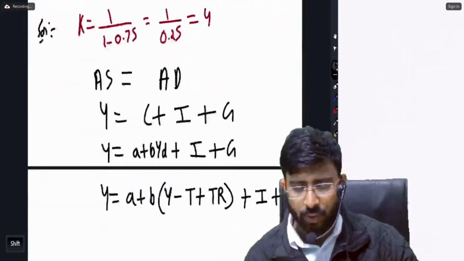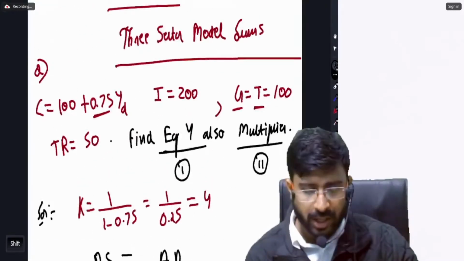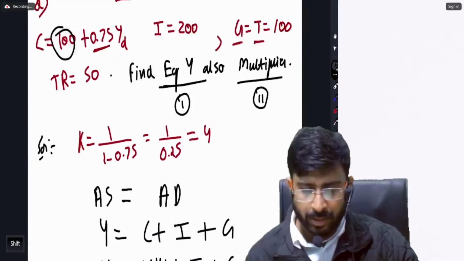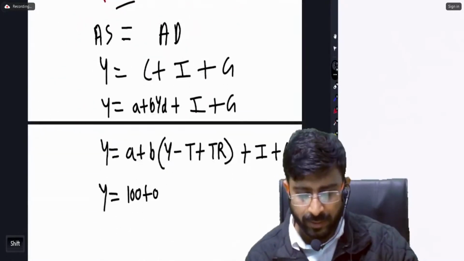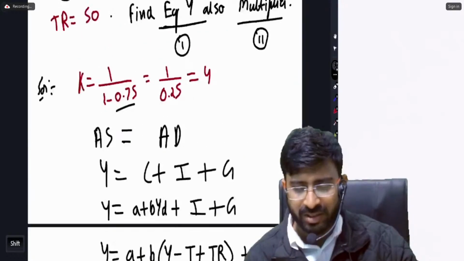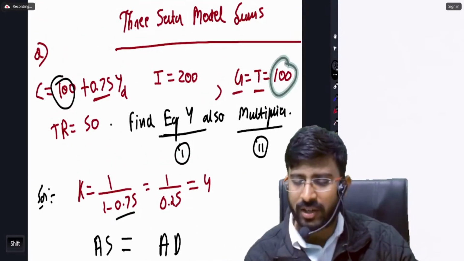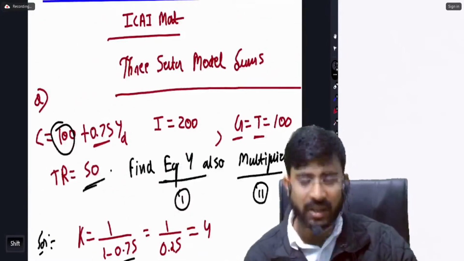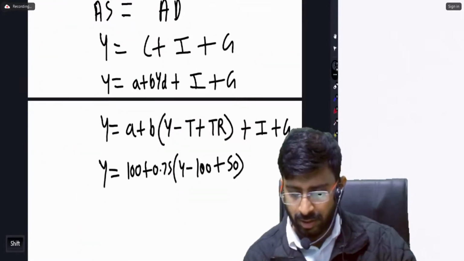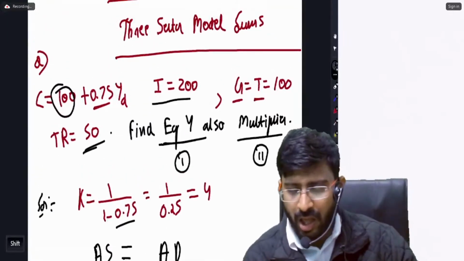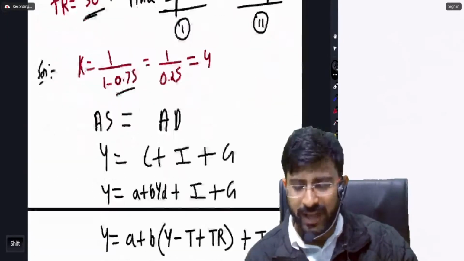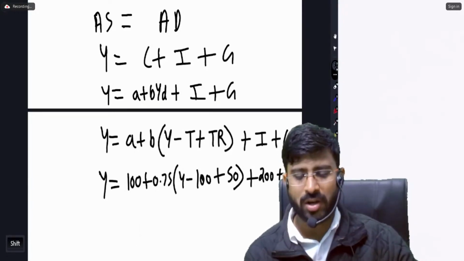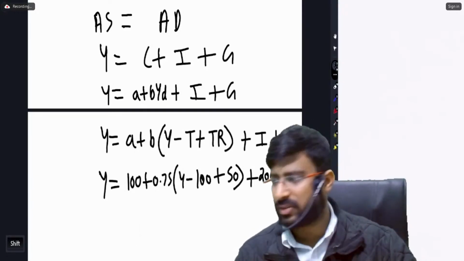Now we have to put the values. Y I don't know. A I know, 100. B I know, 0.75. Y minus T. What is the tax value? 100. TR is transfer payment, that is 50. Plus I plus G. I is 200, G is 100. Is that clear so far, guys? Come on.